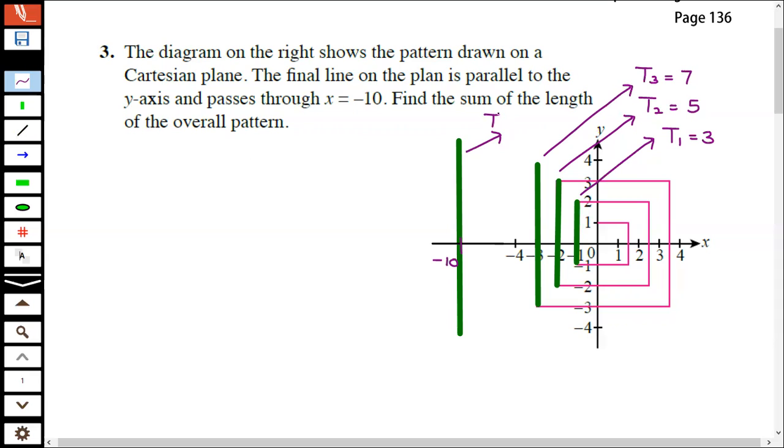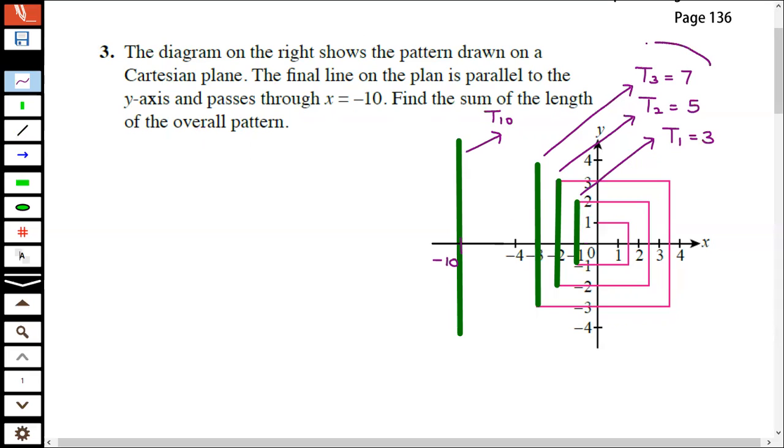Oh, sorry, this is not Tn. This is T10. Why is it T10? Because each and every line is standing on top of each value. That means this is T1, this is T2, this is T3, and that means this is T10. Understand? So we're going to find that T10 first, slowly, slowly.